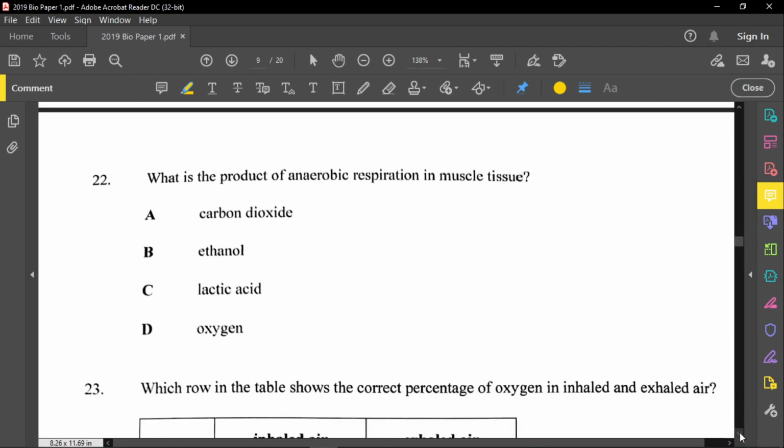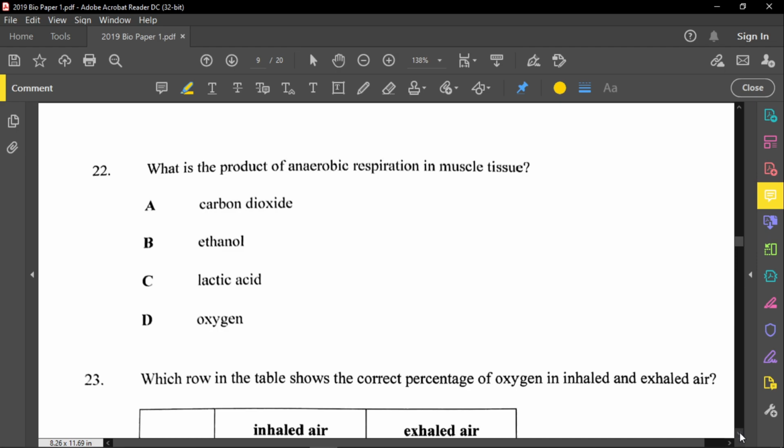It said, what is the product of anaerobic respiration in the muscle tissue? What is important is that you need to know what type of anaerobic respiration is taking place in the muscle tissue, because remember, there are two types of anaerobic reaction. You have one called alcoholic fermentation, which is not taking place in the muscle. That is done by yeast, for example, and it will produce alcohol or ethanol. Carbon dioxide is also produced in that type of fermentation.